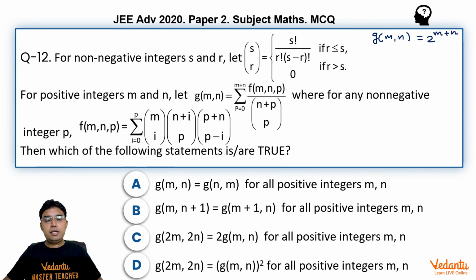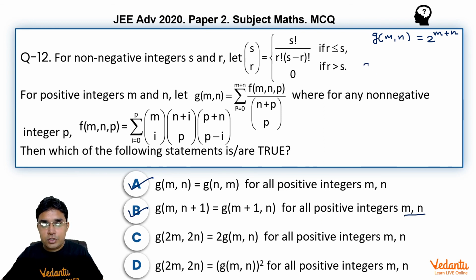Now we can check these options one by one. A option is g m comma n is equal to g n comma m. Now you can see from this g m comma n that it depends upon the sum of these two numbers. So if it is same, I think it should be correct. M comma n or n comma m will not make any difference. Same goes for B option also, because here g m comma n plus 1 and g m plus 1 comma n. So this will also be the same thing for positive integers m comma n.